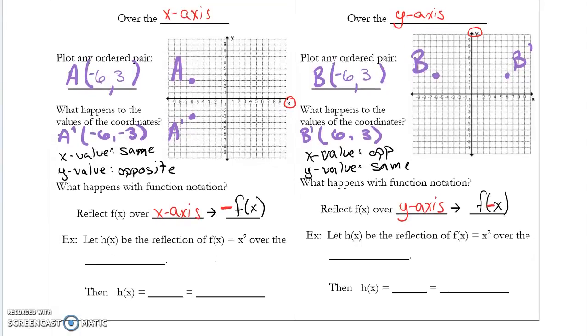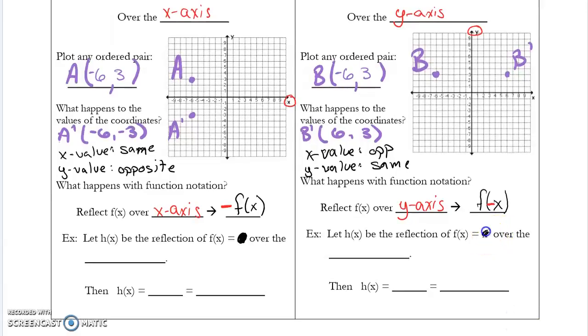I hope you didn't work ahead on these two, because I'm going to change the functions around a little bit. After I printed this, I decided I don't like using x squared right now. I want to use the function f of x equals 2x plus 1, and we can use that for both options. So we're going to use a linear function. In this example, h of x is the reflection of f of x equals 2x plus 1 over the x-axis.